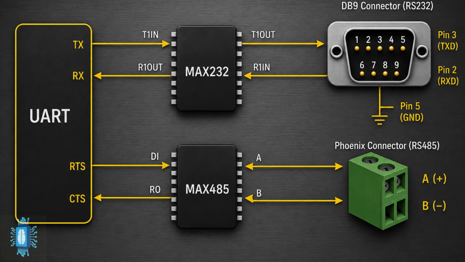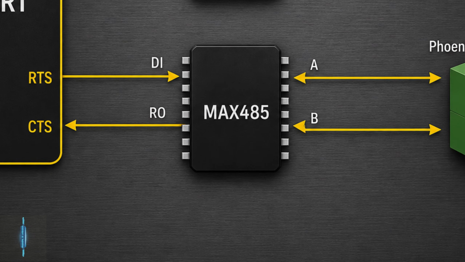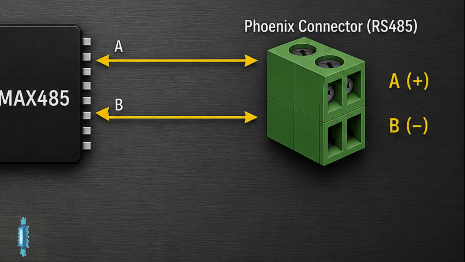UART communication can be implemented over different physical layer standards, such as RS232 and RS485. To interface a UART with these physical layers, 2 of the most widely used transceiver ICs are the MAX232 for RS232 and the MAX485 for RS485. RS232 commonly uses a DB9 connector, while RS485 typically uses a Phoenix connector.